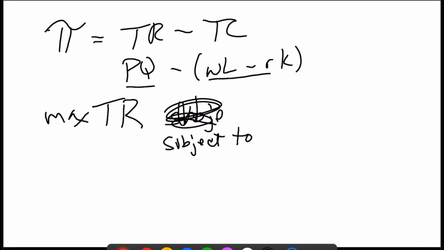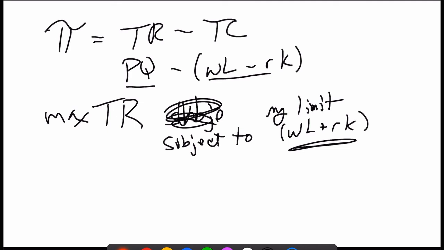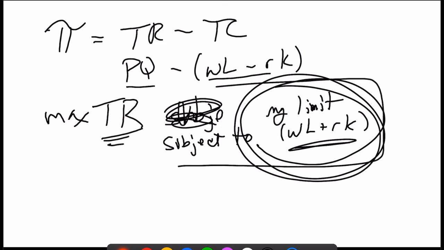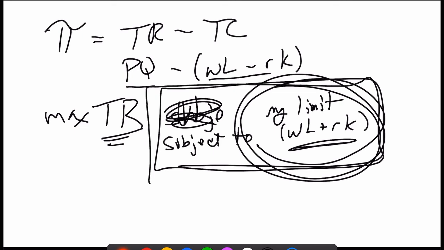Subject to a limit, and I don't mean a math limit, on how much labor and capital I can afford. So there's a cost to private labor and capital. What I'm really doing is maximizing my revenue, but subject to trying to control my costs.